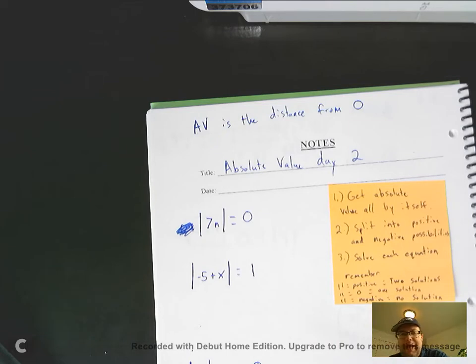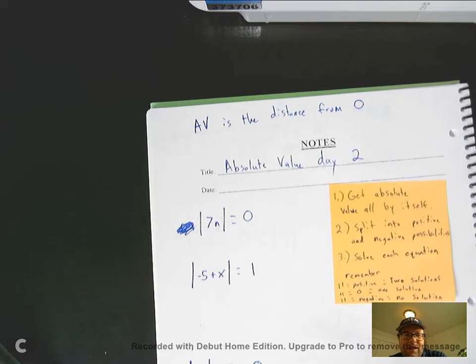Then, once you've done that, you're going to split it into two different equations. One equal to a positive and negative possibility, with the exception being that if it is equal to zero, there's only the one possibility, right? And then at that point, you just solve each individual equation. So remember, guys, if the absolute value is equal to a positive number, there's two solutions. That's why you need to split it, because there's two different equations, basically.